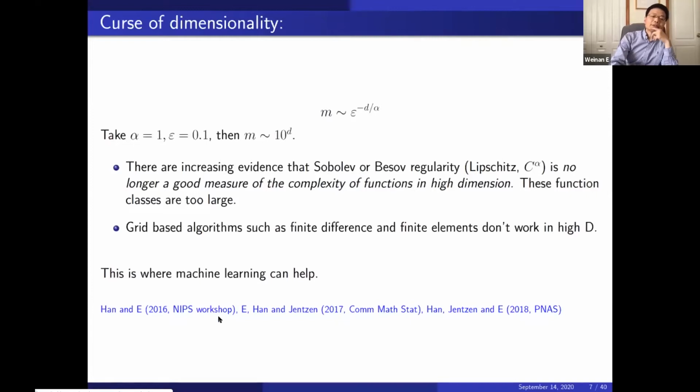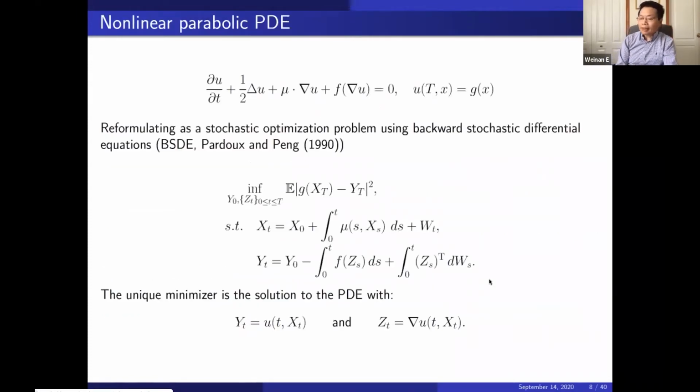And these are the first 3 papers that started this. The first paper looked at control problems in high dimension. The second and third papers look at PDE problems in high dimension. Let me give you one example. So let's look at this nonlinear parabolic PDE.